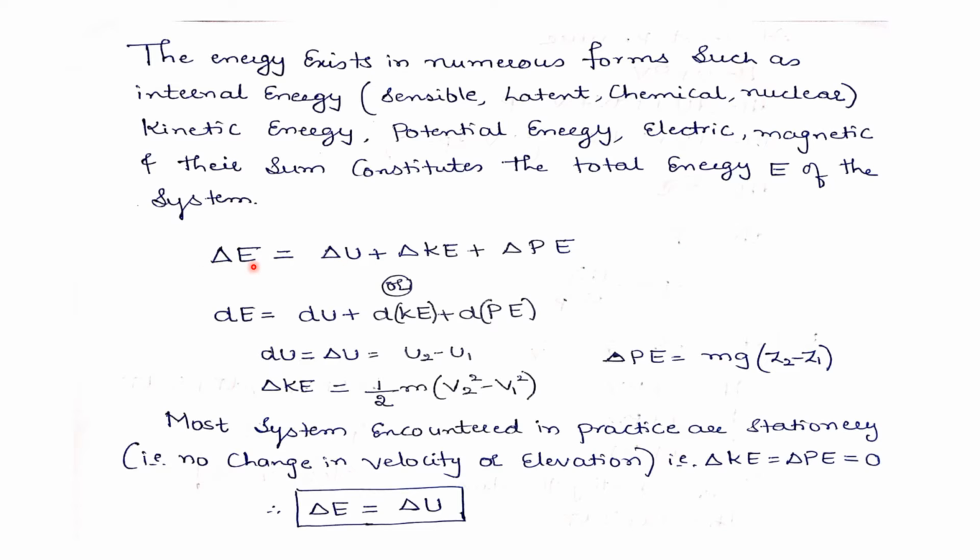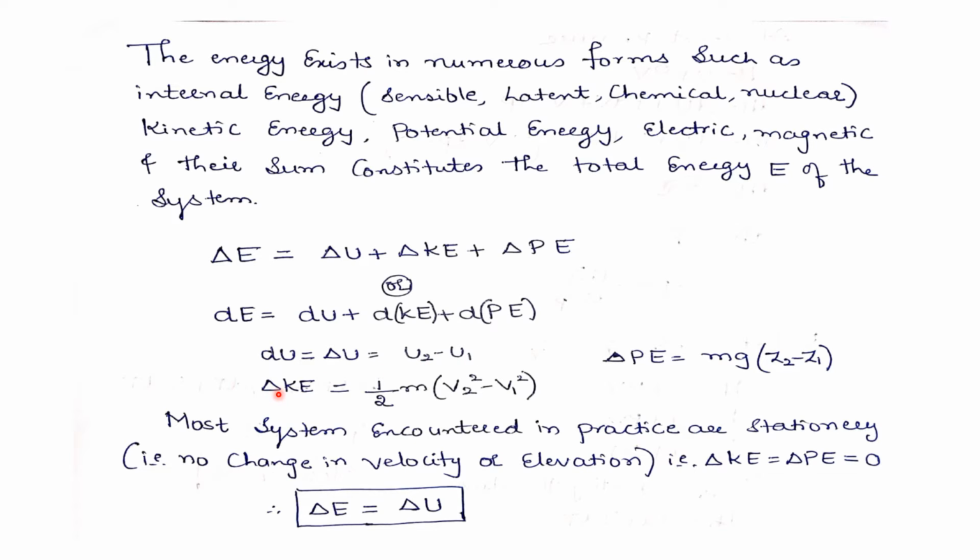So this delta E we can write in this form also, dE equal to dU plus change in kinetic energy plus change in potential energy. So dU is nothing but delta U. We can write this in the form of U2 minus U1. dU is the change in the internal energy when the system changes from state 1 to state 2. What is the change in internal energy? We are going to write dU is nothing but U2 minus U1.